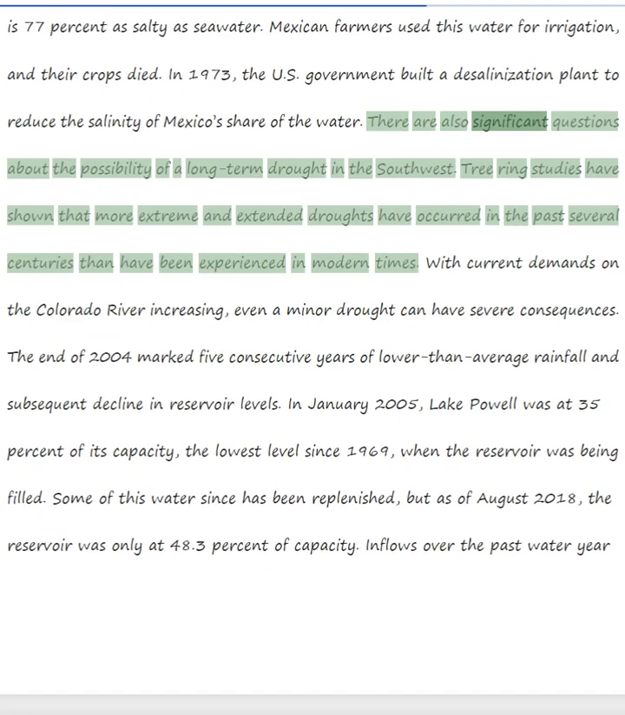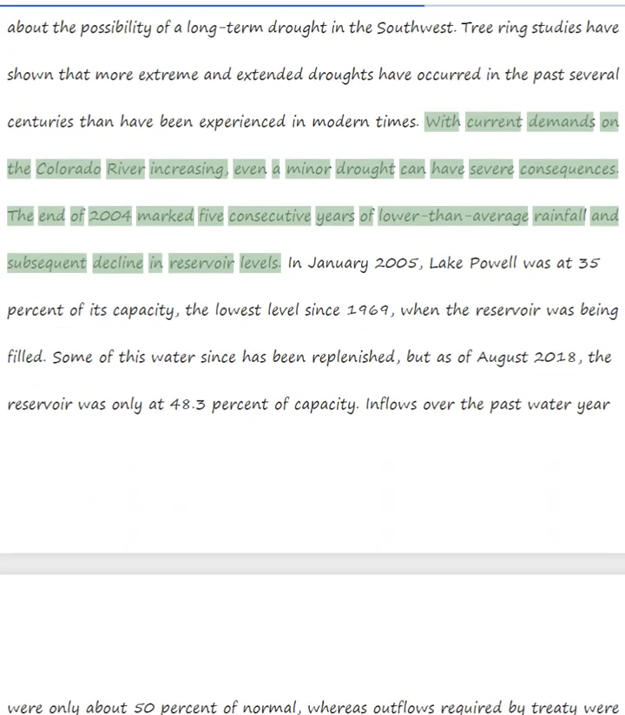There are also significant questions about the possibility of a long-term drought in the Southwest. Tree ring studies have shown that more extreme and extended droughts have occurred in the past several centuries than have been experienced in modern times. With current demands on the Colorado River increasing, even a minor drought can have severe consequences. The end of 2004 marked 5 consecutive years of lower-than-average rainfall and subsequent decline in reservoir levels.